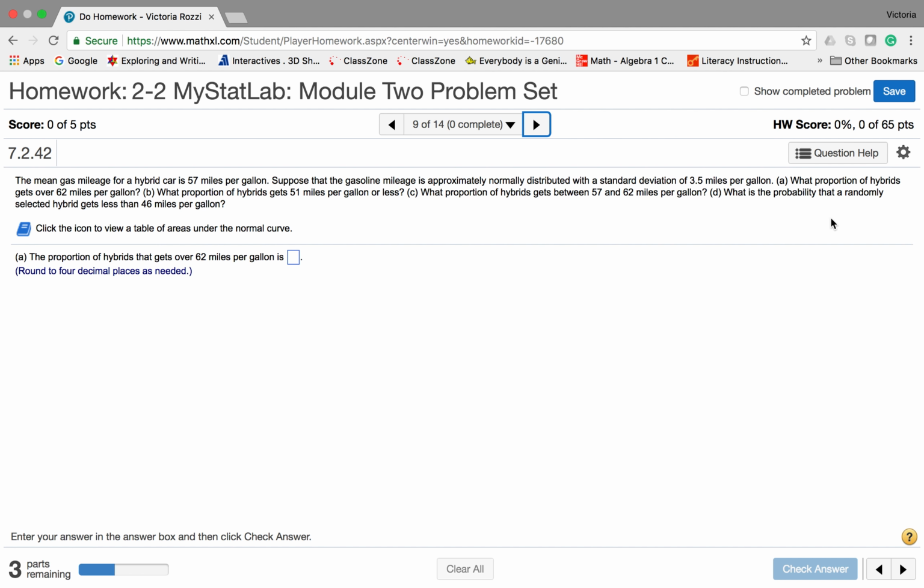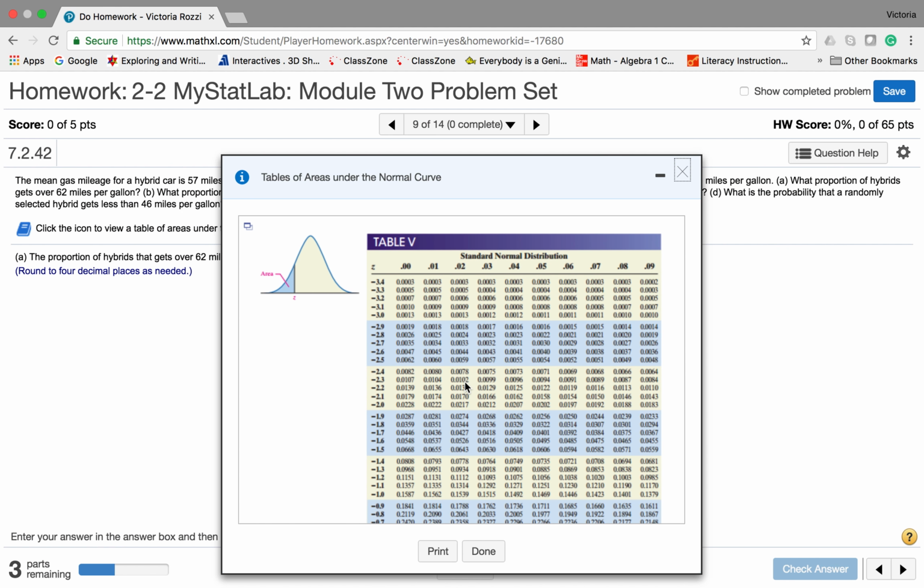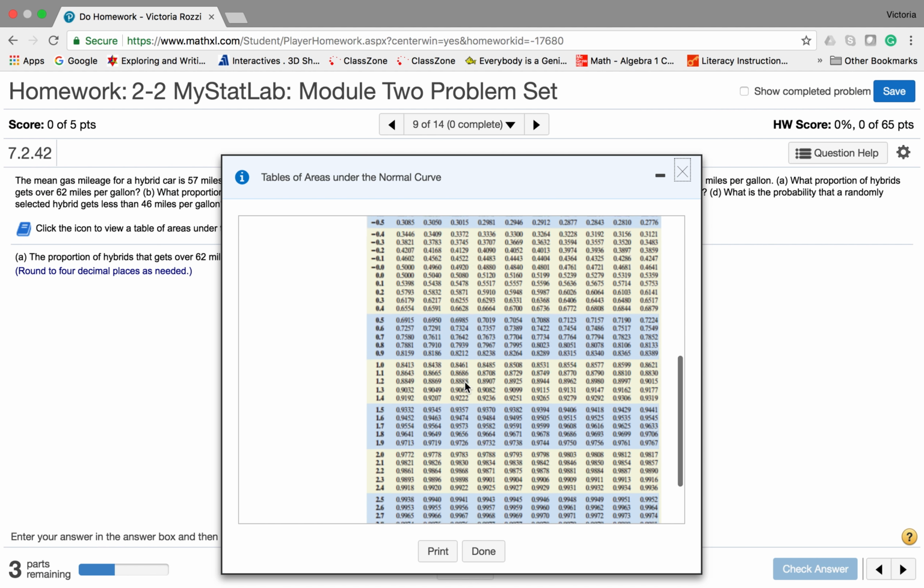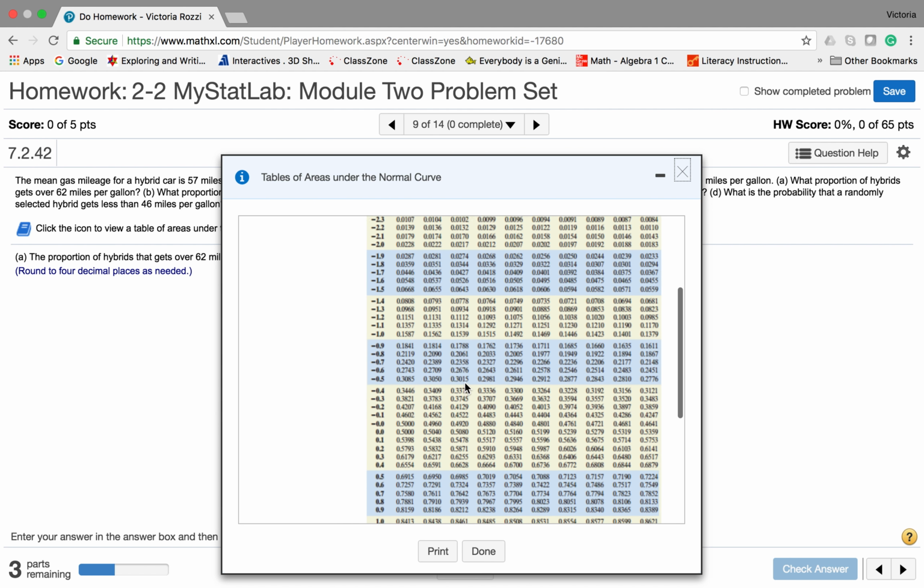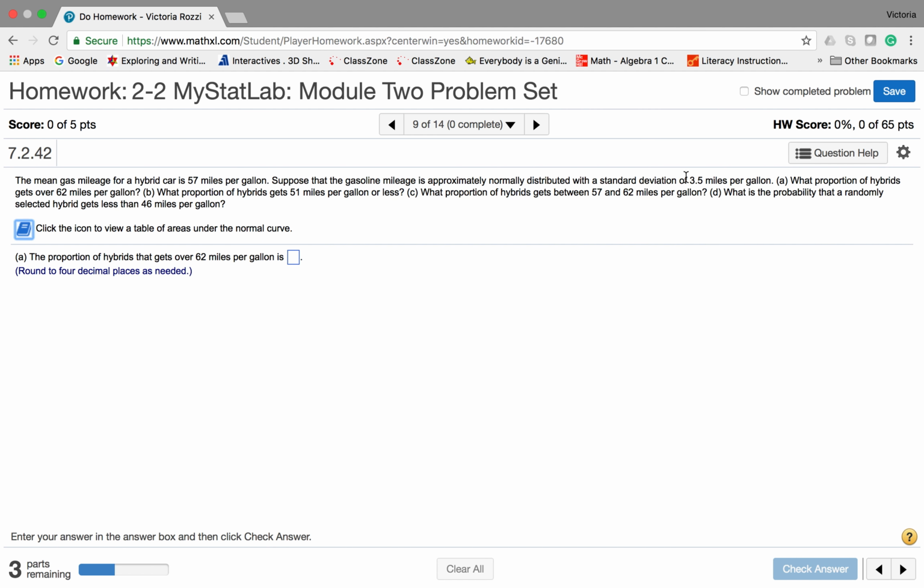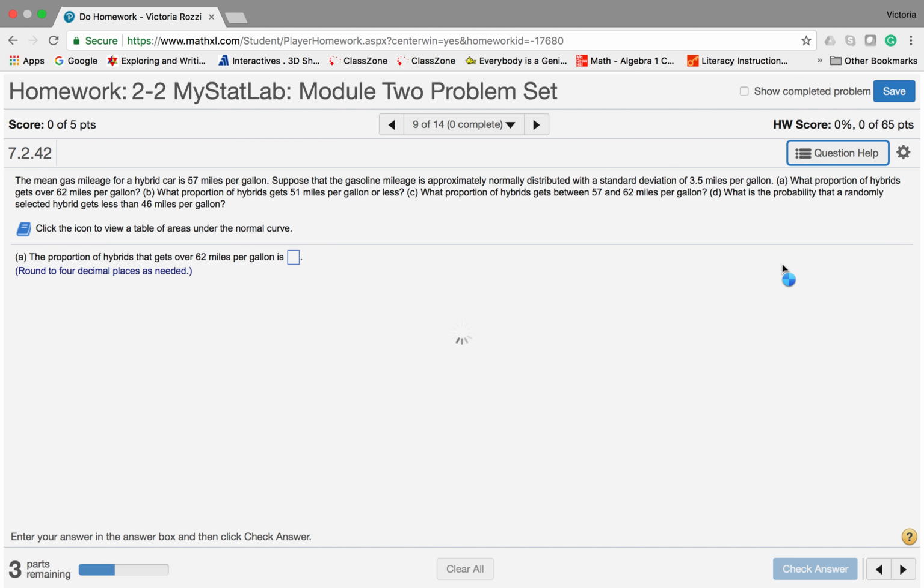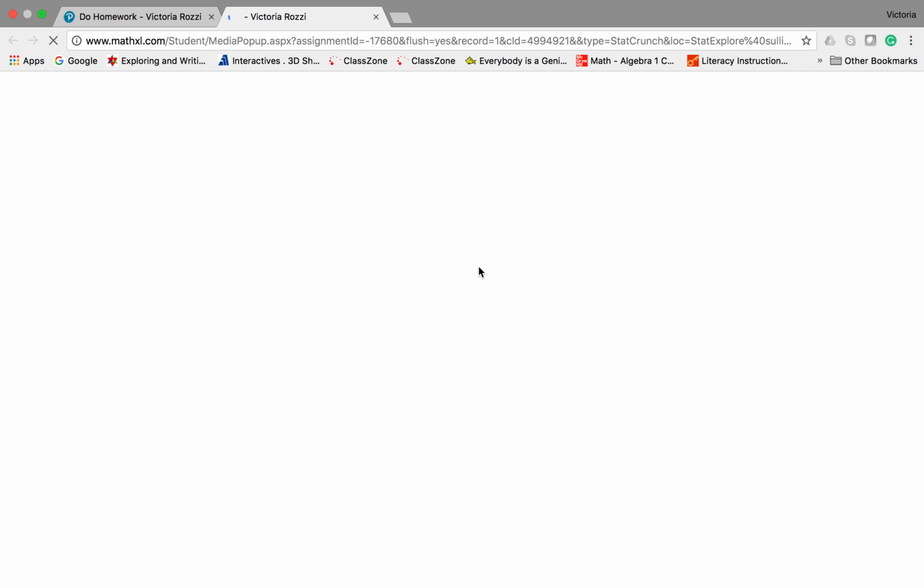So the first thing that we have to do is click on the icon here to get the values. And actually, you know what, we're not going to need this. I thought they were going to put the values in a table for me, but they're just giving me the normal curve, so never mind. That's if we were going to do it by hand. So let's go to question help instead, because I want to open StatCrunch. Many times if I click that little icon, it will bring me to data, and then it will have a StatCrunch opening pop up, but this one we'll just go to the StatCrunch that way.